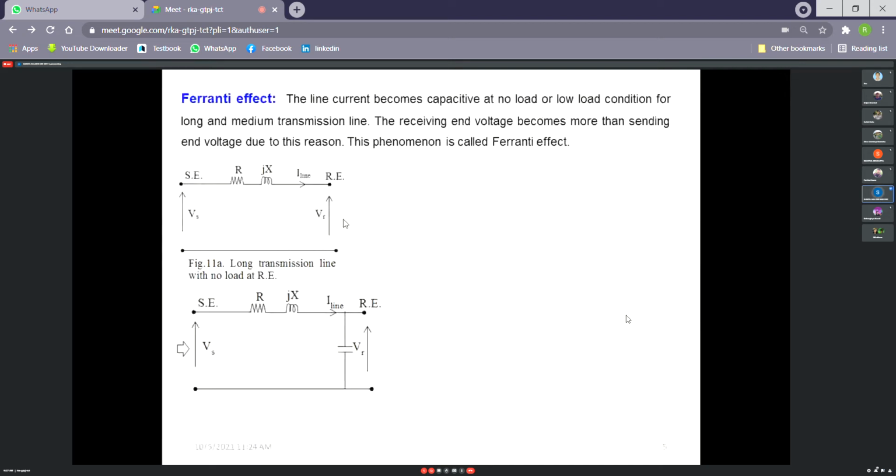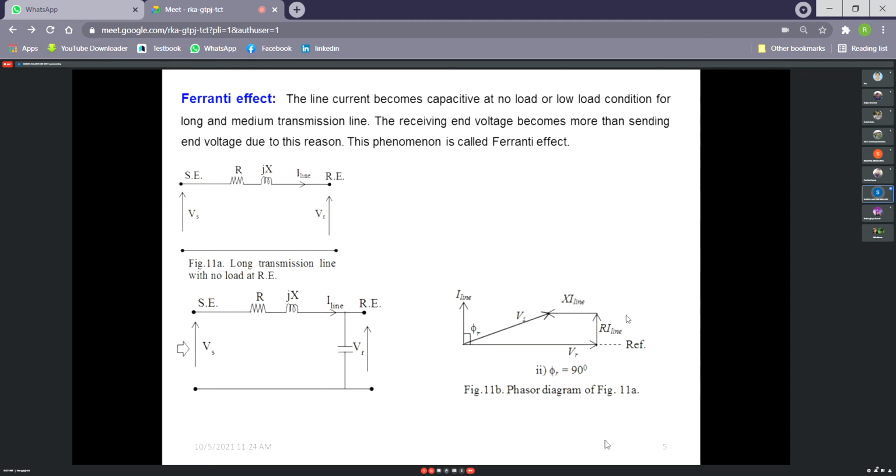This then in that way you will set the sending end voltage. So once you set, you will not change. So in that way, if you change the load at the receiving end, then the power factor changes, and the performance of the transmission line also changes.